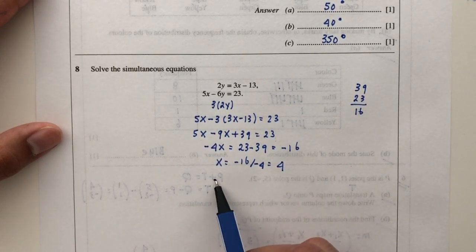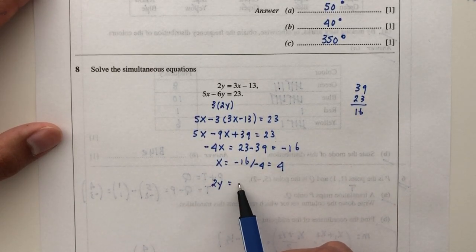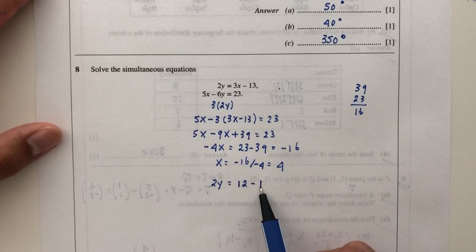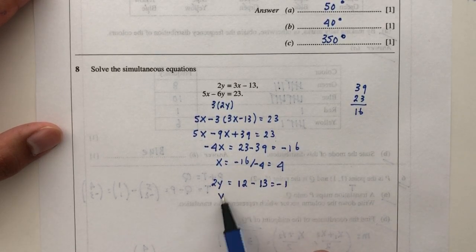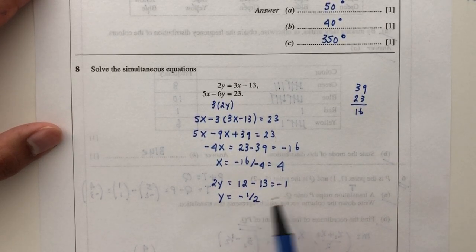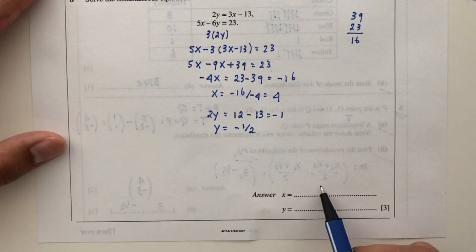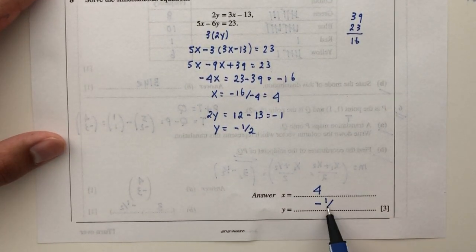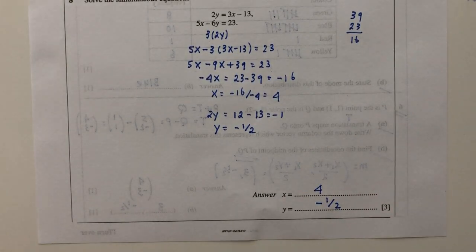We know that 2y is equal to 3 times x, which is 12, minus 13. That will be minus 1. So y will be minus 1 over 2. So x is equal to 4 and y is minus 1 over 2. That is question number 8.